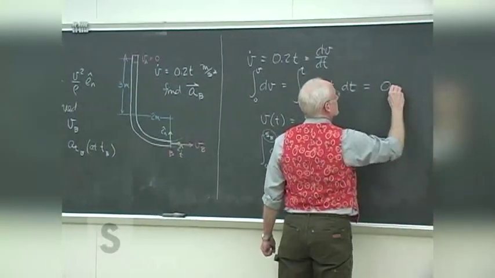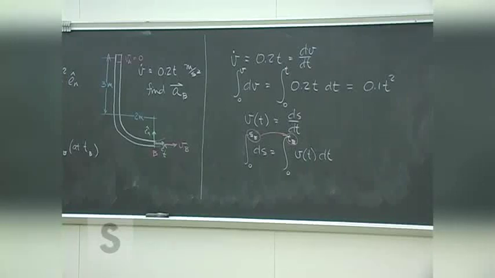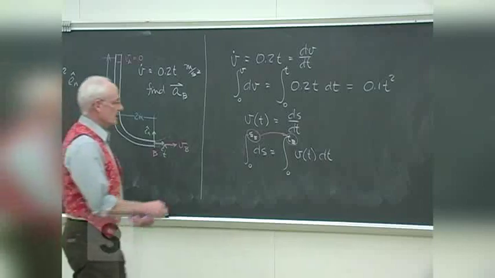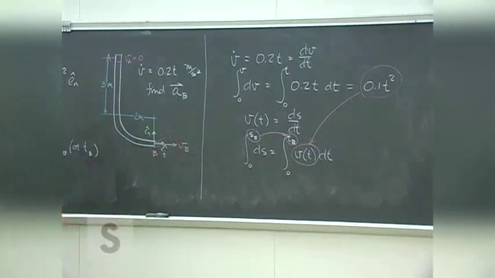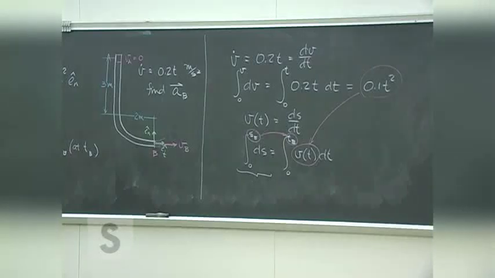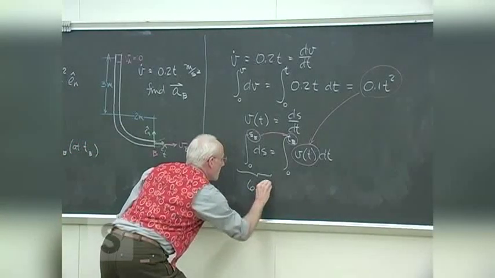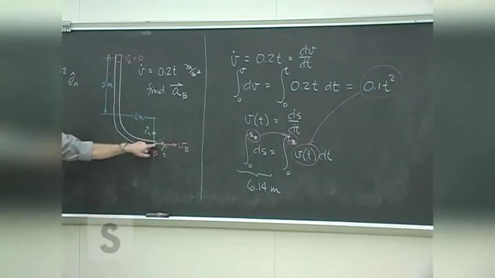This one integrates to 0.1 t squared, evaluated between 0 and any time t. And then that, you put in there and integrate again. So that's your test. That distance, I'll give you while you're working. That's the entire distance from the starting point all the way to the exit point at B, is 6.14 meters.